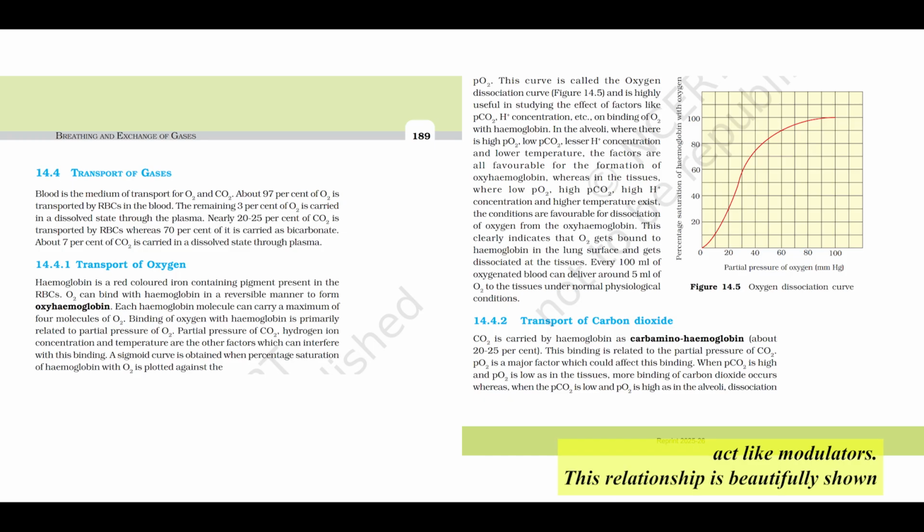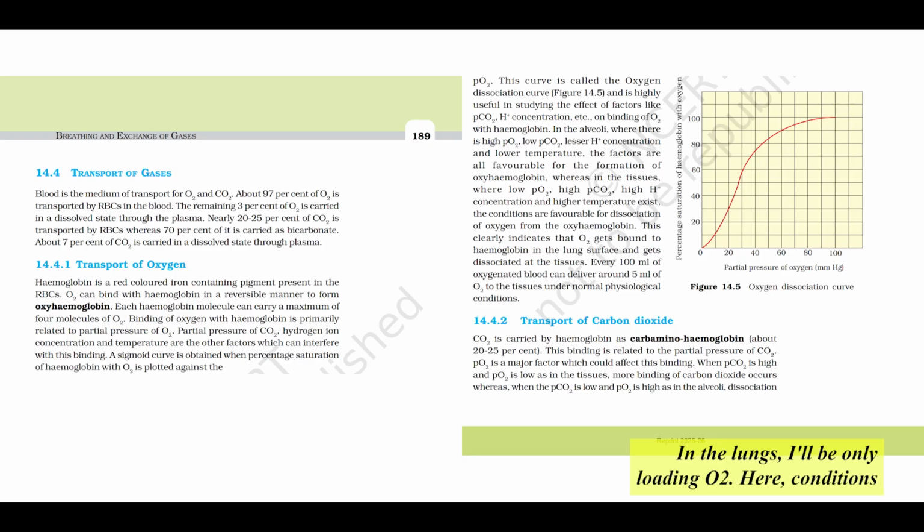This relationship is beautifully shown by the oxygen dissociation curve. If you plot the percentage saturation of hemoglobin with O2 against the PO2, you get a characteristic sigmoid or S-shaped curve. This curve is incredibly useful. It helps us visualize how factors like PCO2, H+, pH, and temperature affect hemoglobin's grip on oxygen. Understanding shifts in this curve, right shifts meaning decreased affinity, left shifts meaning increased affinity, is vital for exams. Let's see how this works in the body.